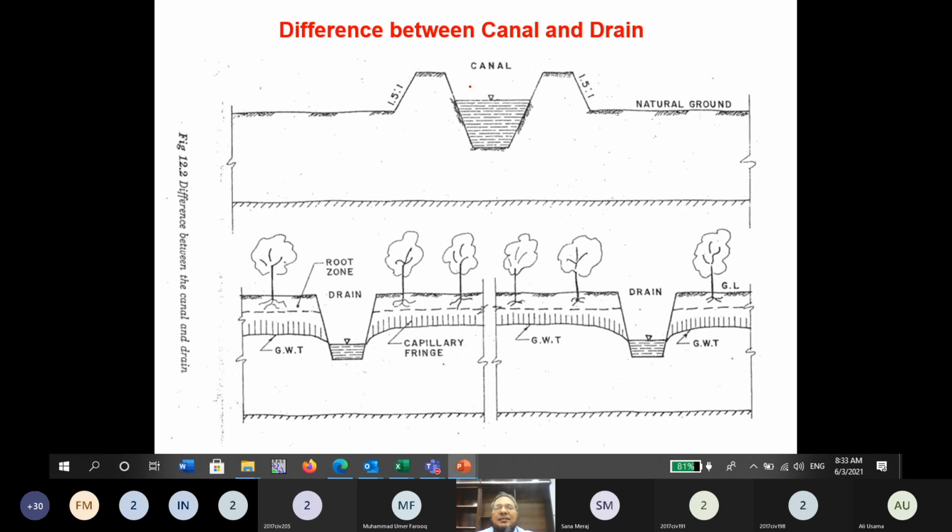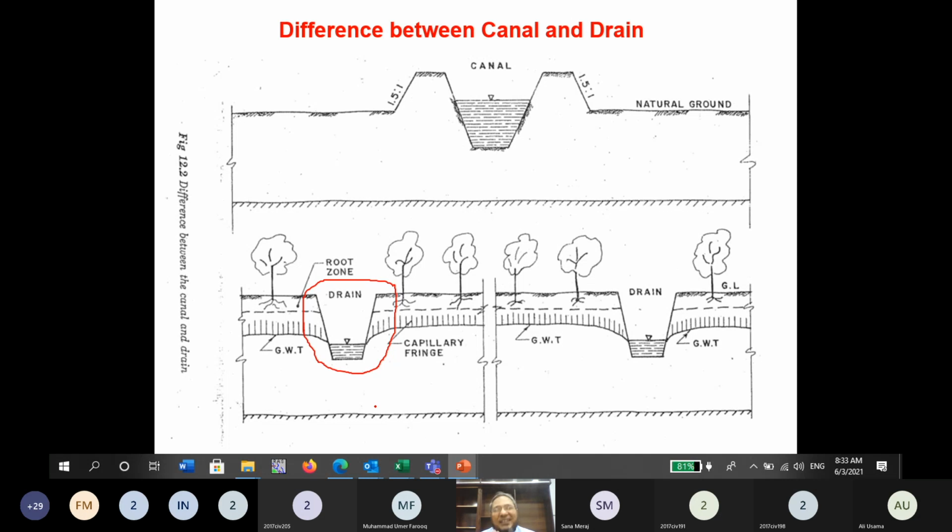The upper one is the cross section of a canal. Now let's see what the differences are. By the way, what do we call this drain in Urdu? What do we call it? Khaliyan? You want to say khala in Punjabi? Yes sir. No, khala is an irrigation channel. Khala is not a drainage channel.